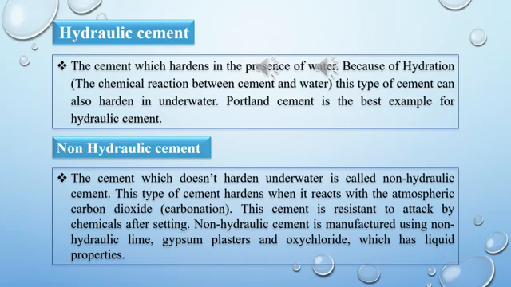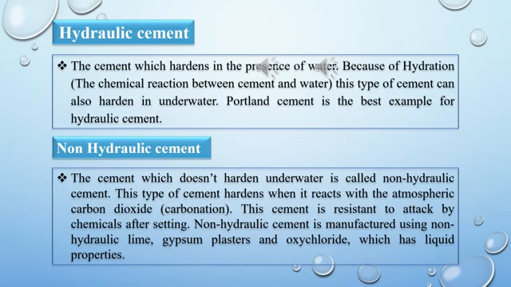Now, the next one is non-hydraulic cement. The cement which does not harden under water is called non-hydraulic cement. This type of cement hardens when it reacts with the atmospheric carbon dioxide. This cement is resistant to attack by chemicals after setting. Non-hydraulic cement is manufactured using non-hydraulic lime, gypsum, plaster and oxychloride which have liquid properties.